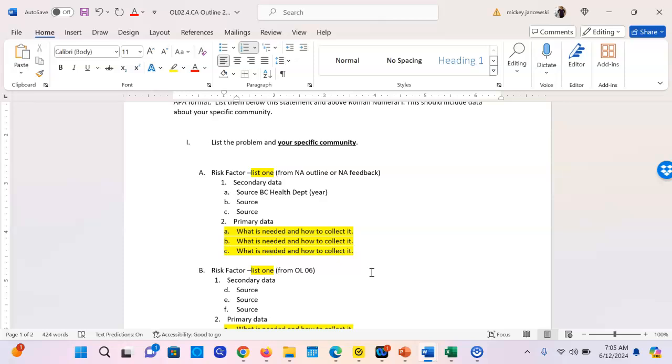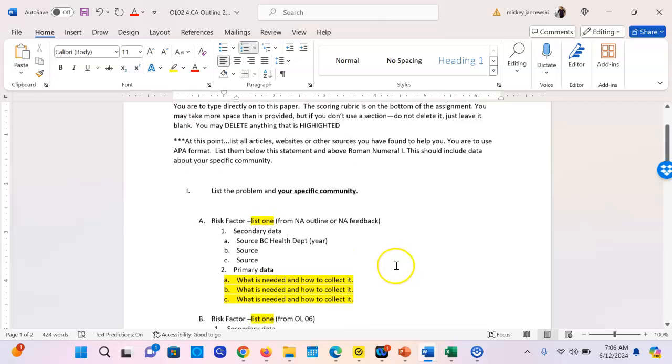I would expect 2 to 3 of your risk factors to have secondary data. And you cannot do primary data listing unless you have secondary data, because the primary data are designed to supplement or support secondary data that you have collected.